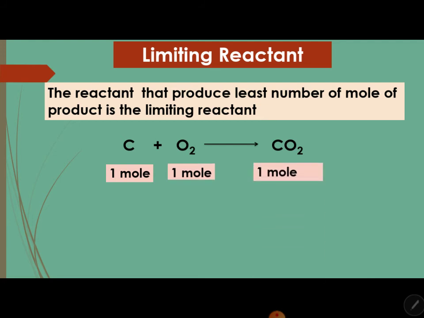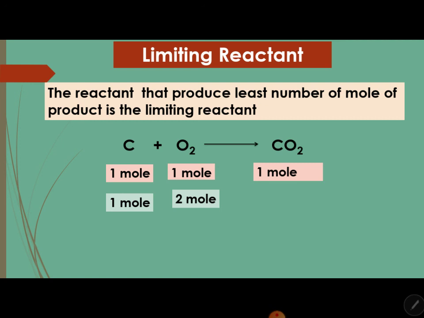In this reaction, you can see that the ratio of each reactant to the product is 1:1. That is, 1 mole of each reactant, carbon and oxygen, is producing 1 mole of carbon dioxide. 1 mole of carbon can produce 1 mole of carbon dioxide and 1 mole of oxygen is producing 1 mole of carbon dioxide. Now suppose the reaction was started with 1 mole of carbon and 2 moles of oxygen.